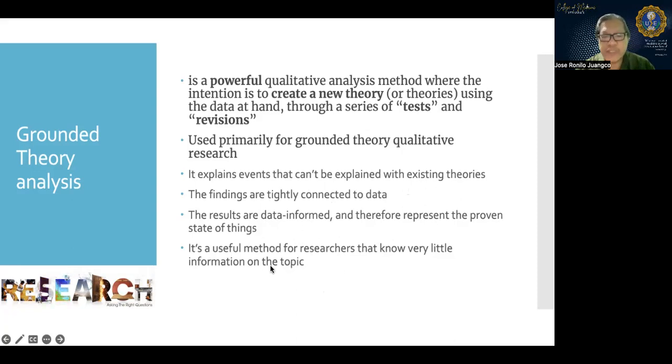So when you do grounded theory analysis, you have your first set of data, then create a theory from that first set of data. Then after you have created your theory, you again do another interview or another focus group discussion to determine if this theory is valid. Okay, to prove that this theory is valid. If not, then give additional theories. And this goes on and on until you have your final research. So that's grounded theory analysis.